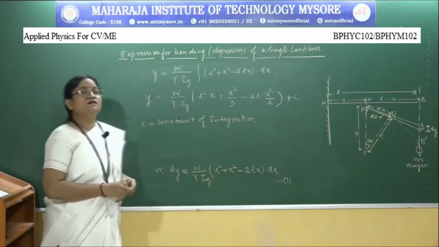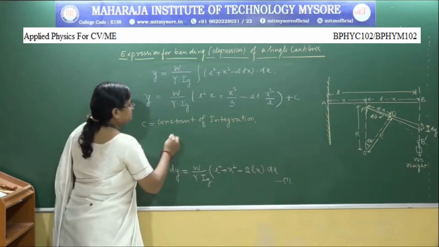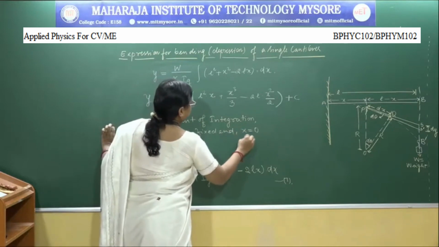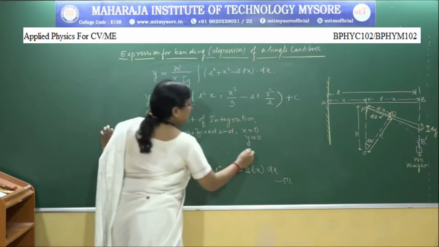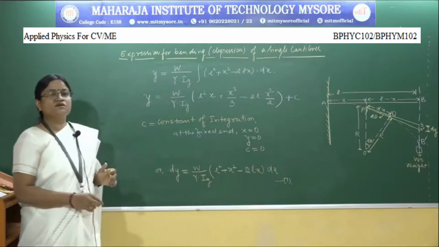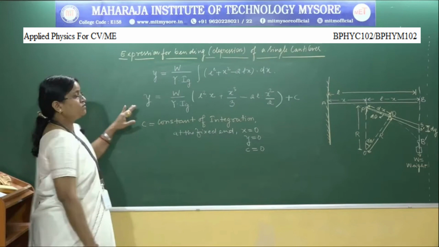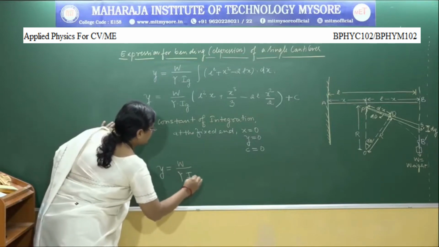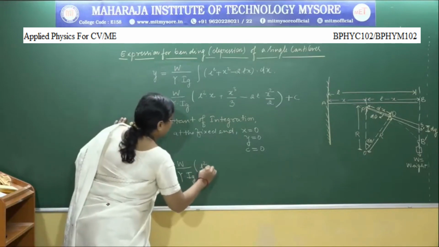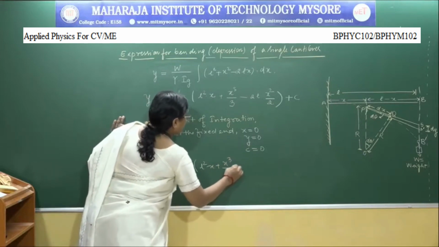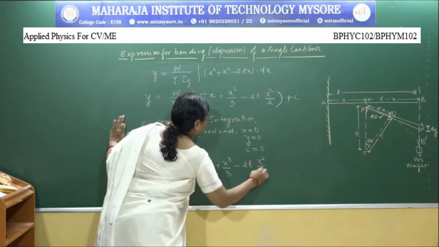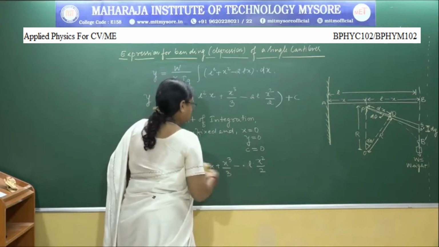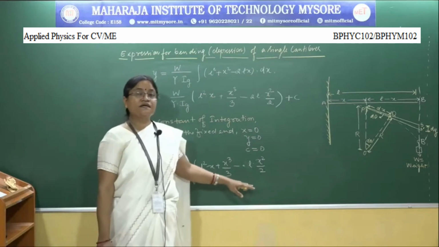So, to find out the value of c, we will consider the fixed end. If x is equal to 0, y is equal to 0, and if you substitute the value, you will get c is also equal to 0. So, finally from the above equation we arrive at y is equal to W by Y Ig, L square x plus x cube by 3 minus 2L x square by 2, and if 2 cancels out here, then we can just write it as L.